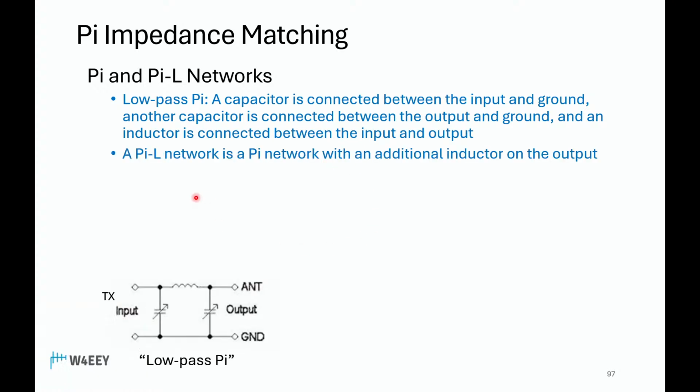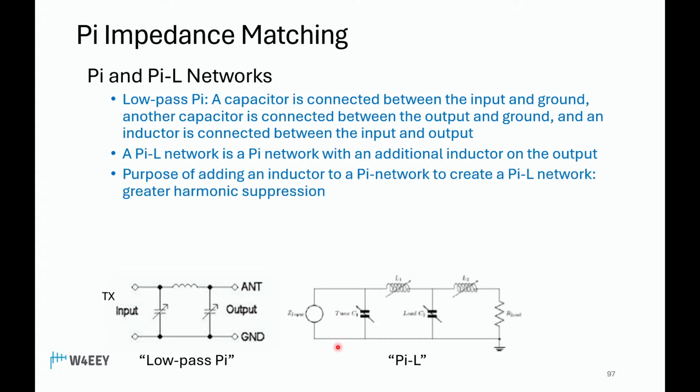A pi L is a pi network with an additional inductor on the output. Show that here in a second. Right here. Purpose of adding an inductor to a pi network is to create a pi L network, this thing here, with greater harmonic suppression. So if you want to have a matching network that will suppress the harmonics from your transmitter, pi L is one way to do that.